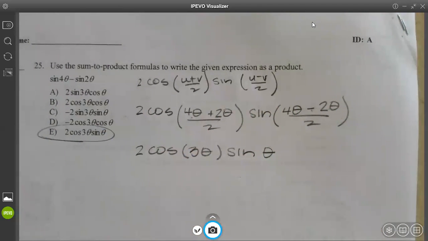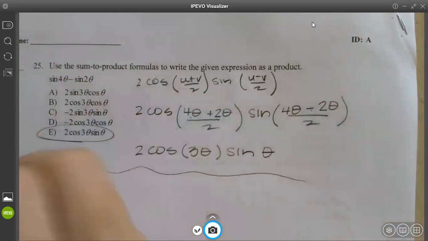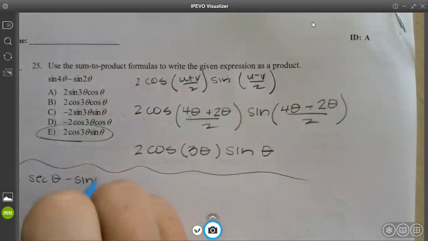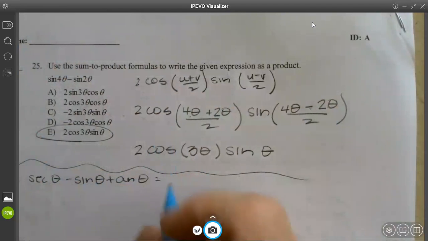B. That's it. All right, so I'm going to work out 7, 8, 9 right here. You can write them right here, it's perfectly fine. I'm going to write the problem down so you guys can see it. So 7 was secant theta minus sine theta tan theta.